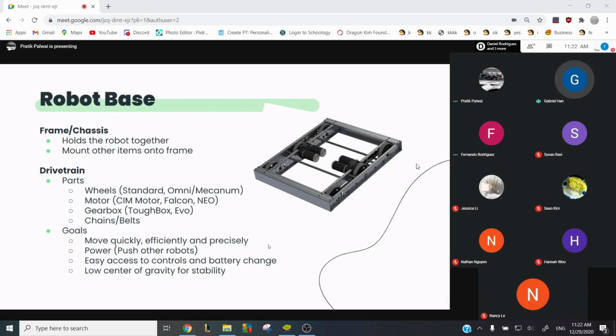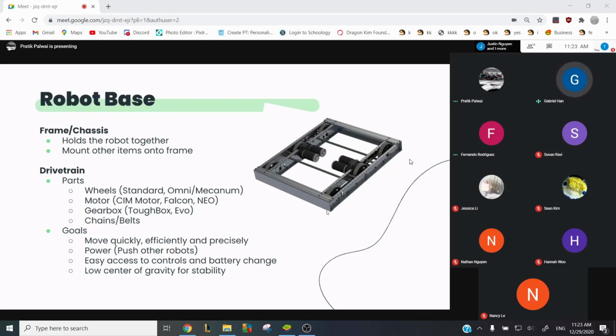So the drivetrain is the moving parts of the robot base. And so it consists of the wheels, which are usually standard wheels. And then you have your motors, which is either a CIM motor, Falcon motor, or Neo motor. And the gearbox that you're normally going to use is a ToughBox or Evo gearbox. And so the motors are going to power the middle gear, as you can see in the picture. And so belts are going to connect the other two wheels so that all 6 wheels can move forward or move in whichever direction you want.